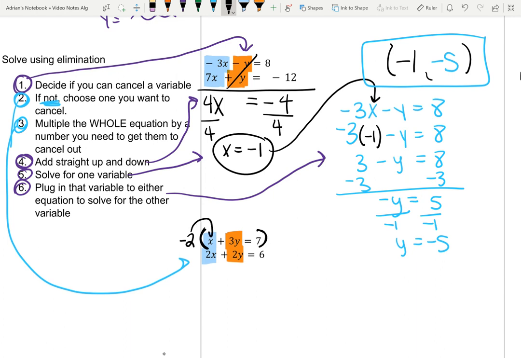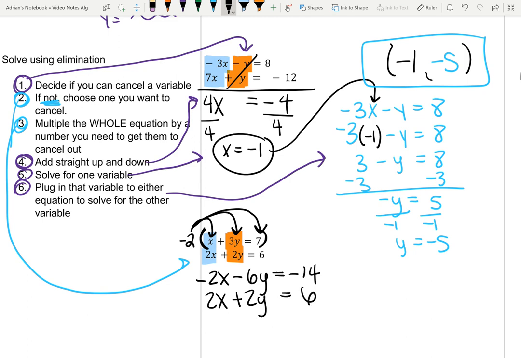So technically I'm going to multiply this by the x, by the 3y, and by the 7 because you can't just pick and choose. So if I do that, I'm going to get negative 2x and then minus 6y and then equals negative 14. So that's my new first equation. I'm going to go ahead and rewrite my second equation. 2x plus 2y equals 6.